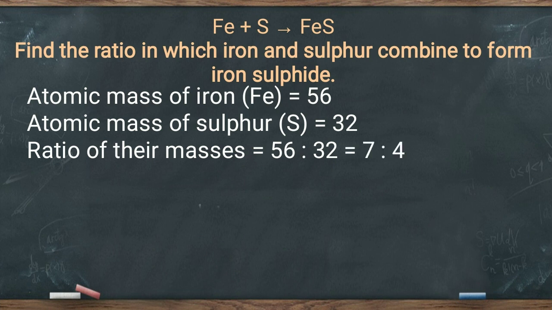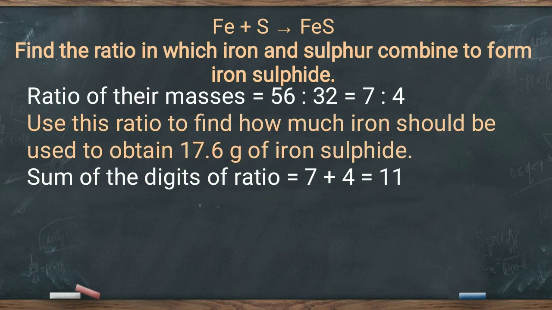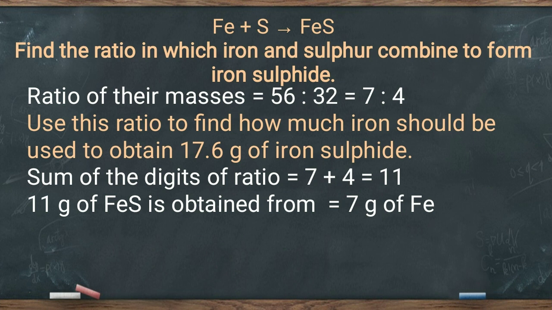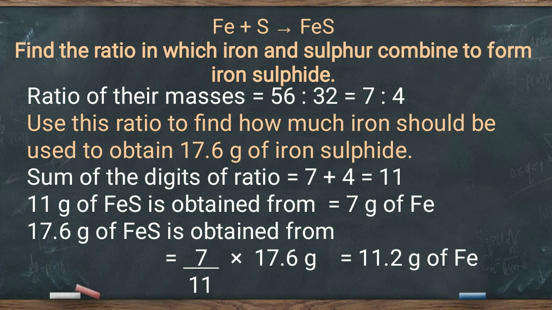Now use this ratio to find how much iron should be used to obtain 17.6 grams of iron sulfide. For this, firstly we will take the sum of the digits of the ratio. The digits of the ratio are 7 and 4. So the sum of 7 and 4 is equal to 11. So we can say that 11 grams of iron sulfide is obtained from 7 grams of iron. Therefore, 17.6 grams of iron sulfide will be obtained from 7 divided by 11 multiplied by 17.6, which is equal to 11.2 grams of iron.